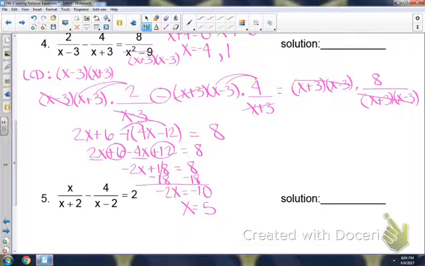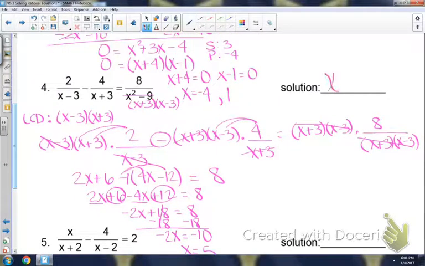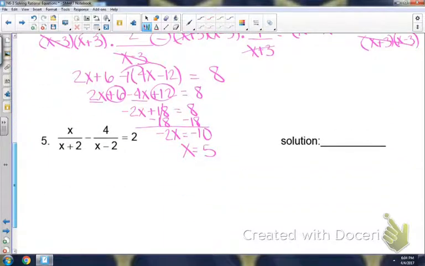Okay, so look back at your original equation there. Notice if we were to plug a 5 in, that it would not cause your denominator to be 0. So that's a good solution. x equals 5. So sometimes you'll have one solution, two solutions, and then sometimes you won't have a solution because it's undefined because it causes your denominator to be 0.